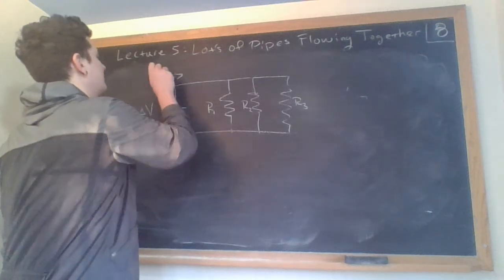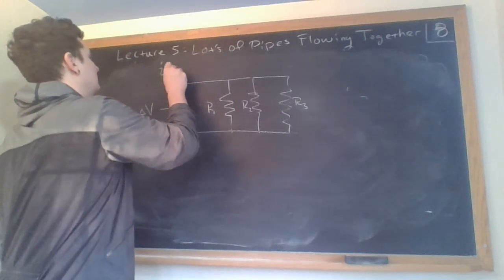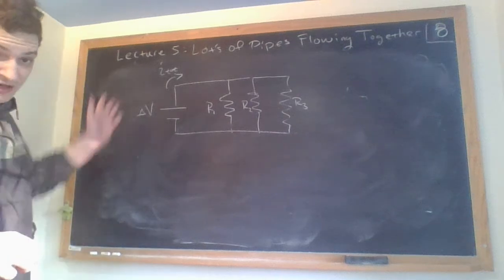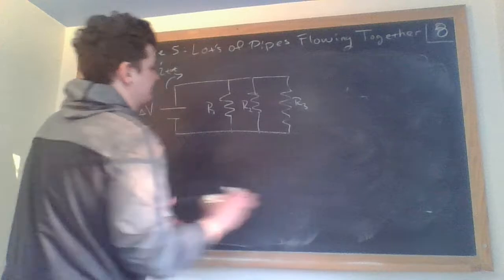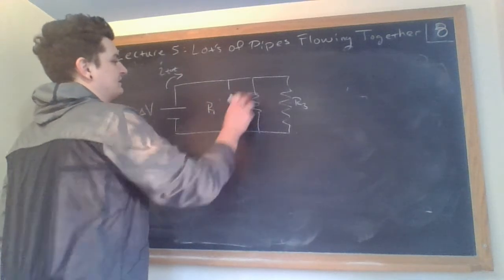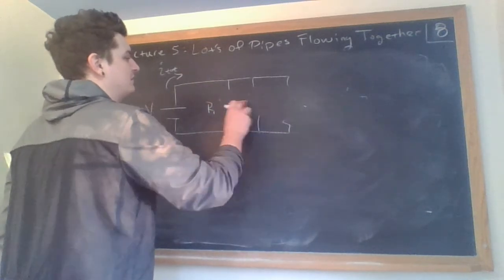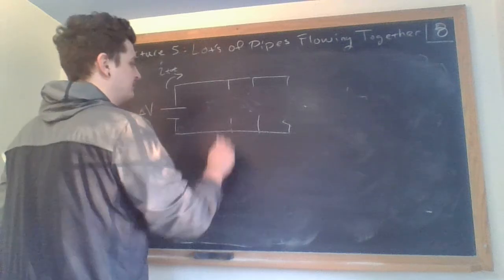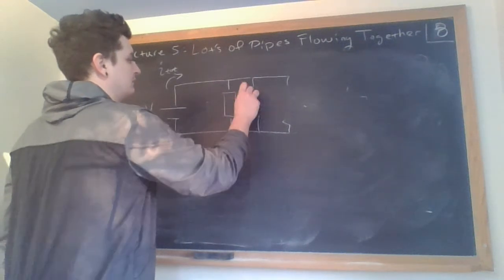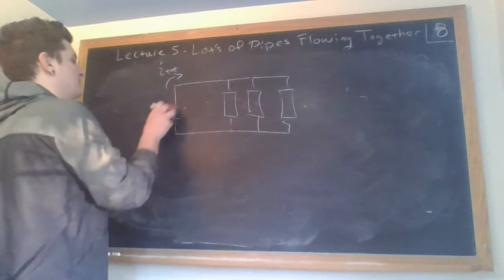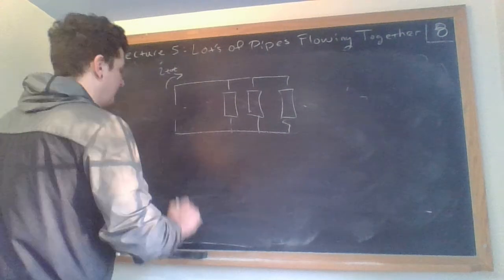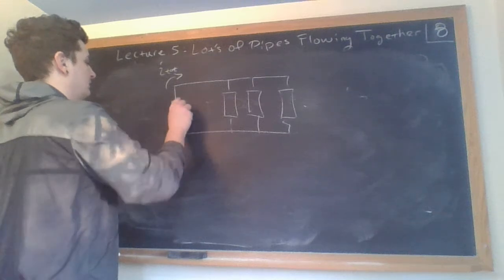And I have some I total moving because of the battery's potential energy. So this is exactly the same if I just were to replace these resistors with, we'll just call these things, pipes. Draw them like that, instead of a battery, like this.